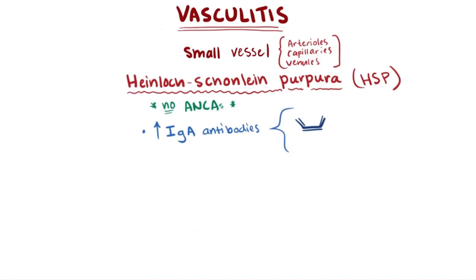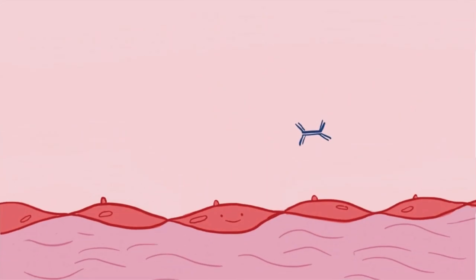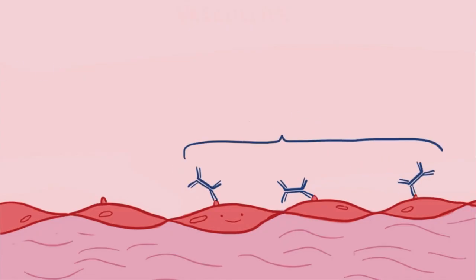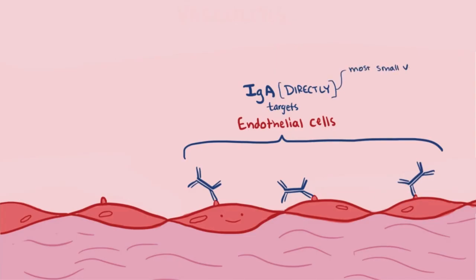Now, IgA is an awesome antibody that's found in our mucosal cells, which are the cells that are in some way exposed to the outside world. For example, the cells in our lungs or our gastrointestinal tract. In HSP, the person starts making IgA that directly targets their own endothelial cells, likely because of molecular mimicry. And this goes against the general trend of small vessel vasculitides being the result of indirect damage.